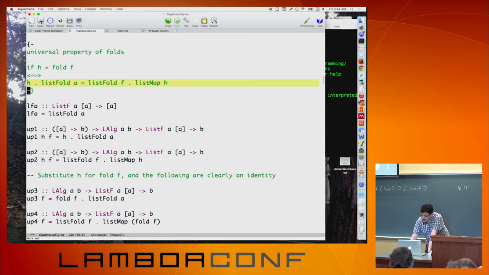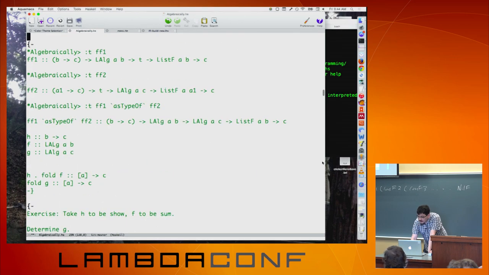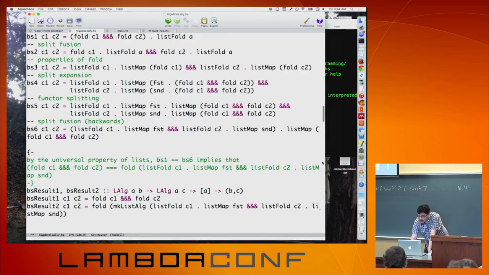Now, again, it looks unnatural that you would want to apply that identity. And in a sense, that's the difficulty with this stuff. The reason you know to apply that identity is because you're Richard Bird. I can't give you a better answer. But it's also one of the only ones you've got lying around, so you might as well try to apply it.